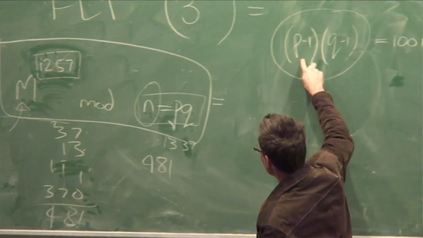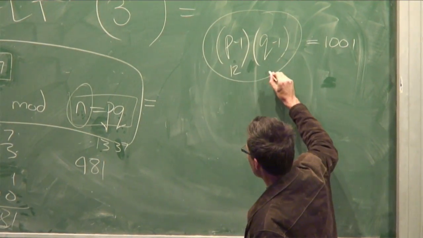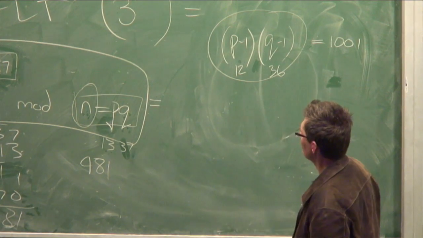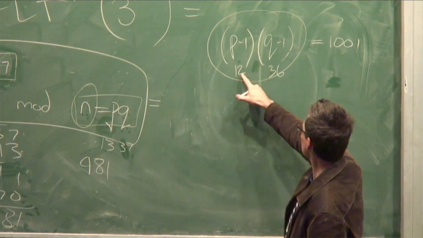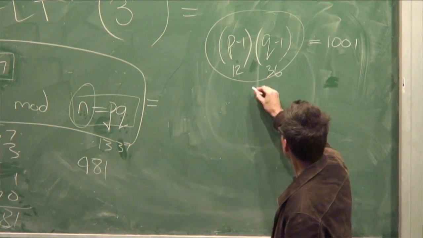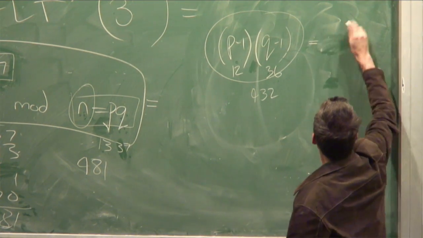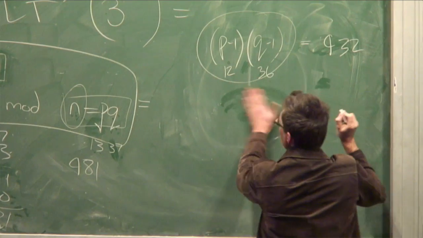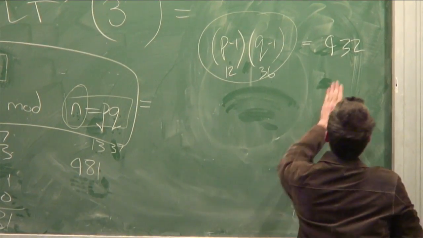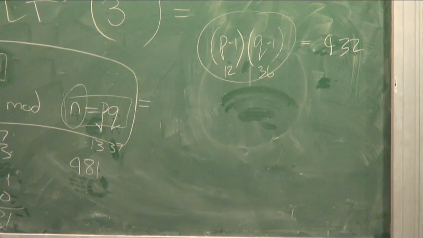So this number up here, what's that going to be? 12 times 36. That's going to be an easy one, isn't it? What's 12 times 36? 432. Okay, so 432. So everyone in the world's going to know 481, but we're the only ones that can work out 432.